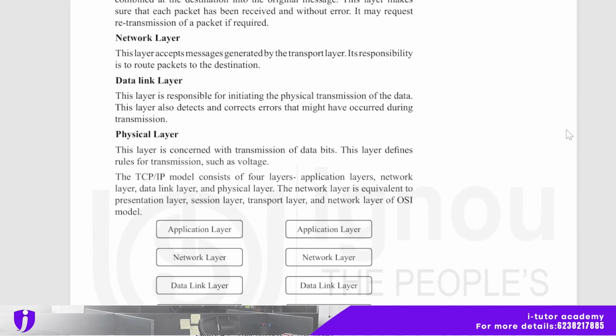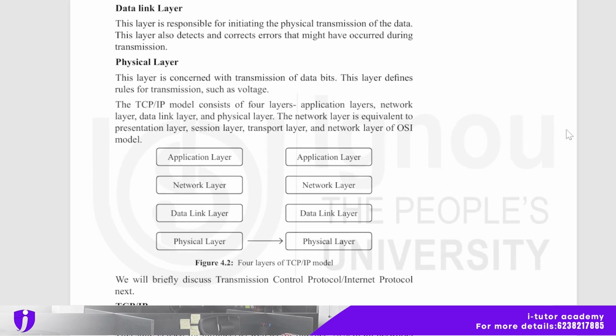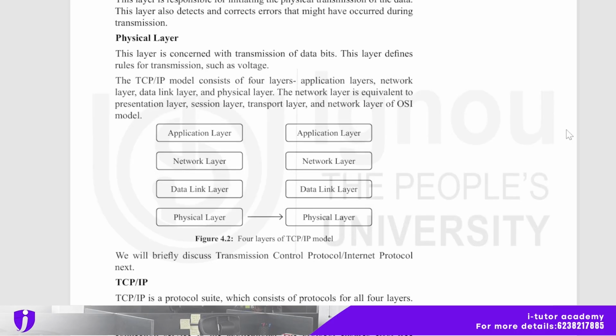And the TCP/IP model consists of four layers: application layer, network layer, data link layer and physical layer. The network layer is equivalent to the presentation layer, session layer, transport layer and network layer of the OSI model. Application layer is there, and network layer, data link layer, physical layer. This is the four layers of the TCP/IP model.